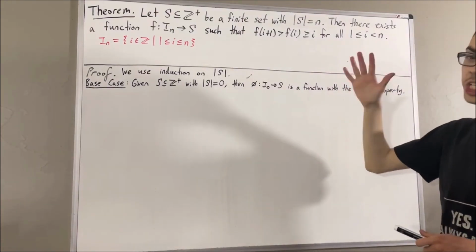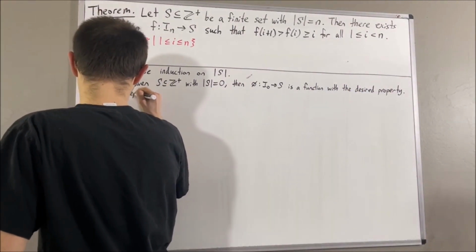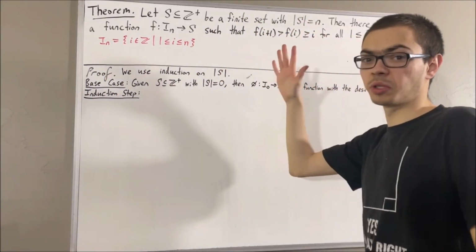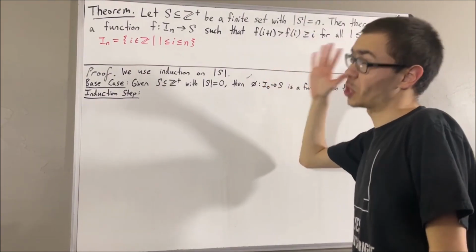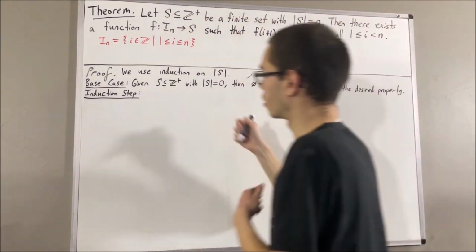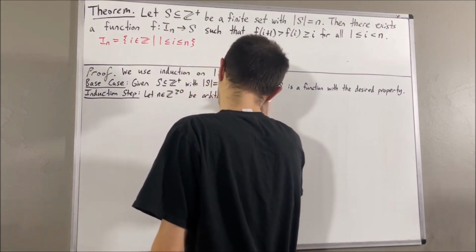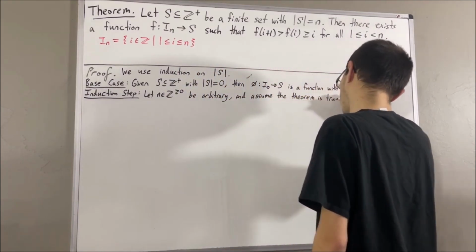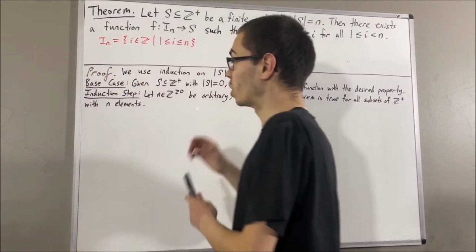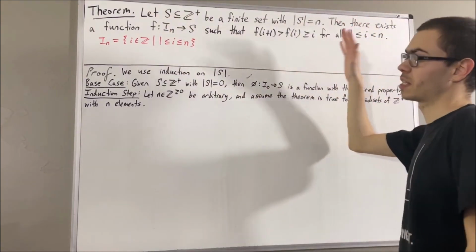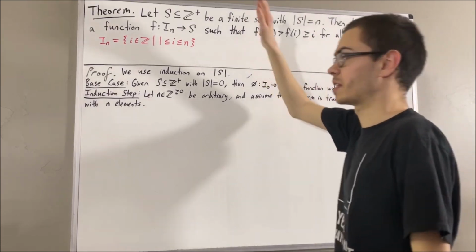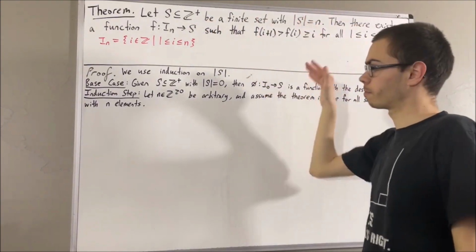Now let's move on to the induction step. In the induction step, we give ourselves an arbitrary integer n greater than or equal to 0, and we assume that the theorem is true for all subsets of positive integers with n elements. Now we want to show that the theorem is true for all subsets of positive integers with n+1 elements. So let's consider an arbitrary subset of positive integers with n+1 elements. I'll call it S.